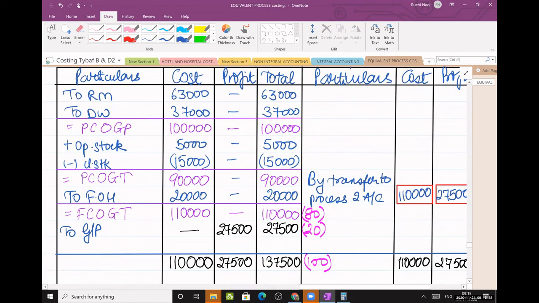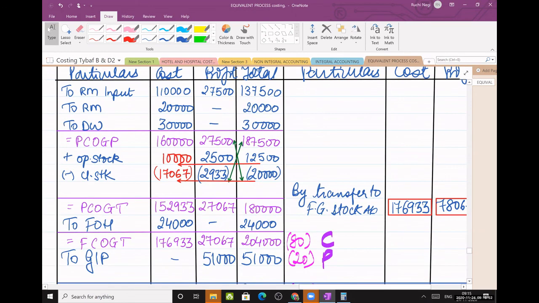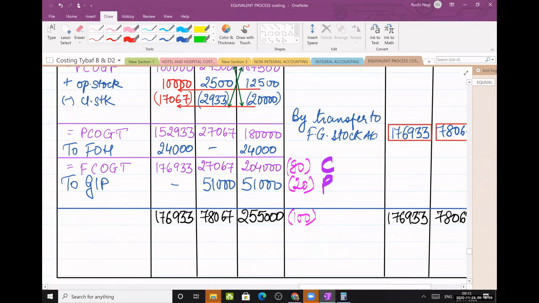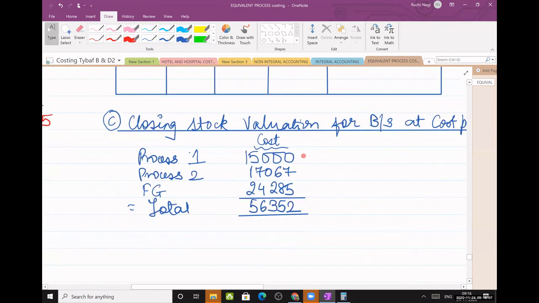First process. Let me tell you how you get this. See, this is the cost column. What is the closing stock cost? 15,000. Like this, process 2. What is the closing stock cost? 1,17,067. And finished stock, what is the closing stock cost? 24,285. That's it, you just have to show it. See, 1, 2, and then total it. So your closing stock in the balance sheet, value-wise, will be 56,350.